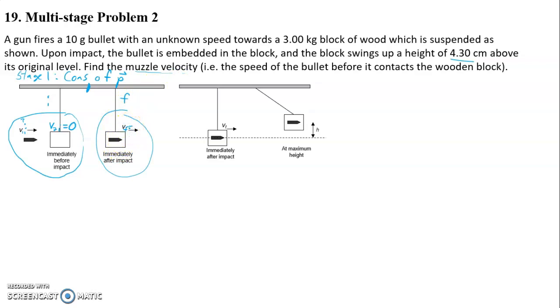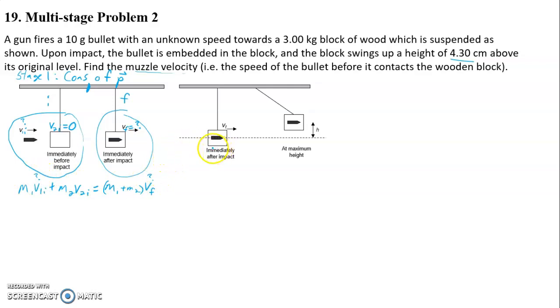VF, we'll call it, is an unknown. And so if we were to apply the conservation of momentum principles here, we could say M1 V1I plus M2 V2I equals, and here we can just combine them, M1 plus M2, since it's a perfectly inelastic collision. But we have too many unknowns. That's an unknown, and that's an unknown, so we cannot solve that.